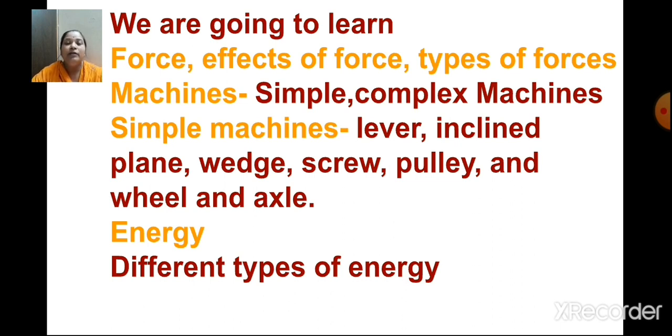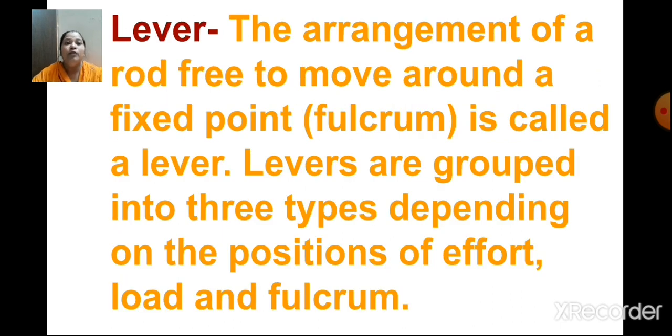Now, let us move on to our next topic. We were discussing lever, right? In the previous session, we discussed the lever. So, what is a lever? The arrangement of a rod free to move around a fixed point is called a lever.